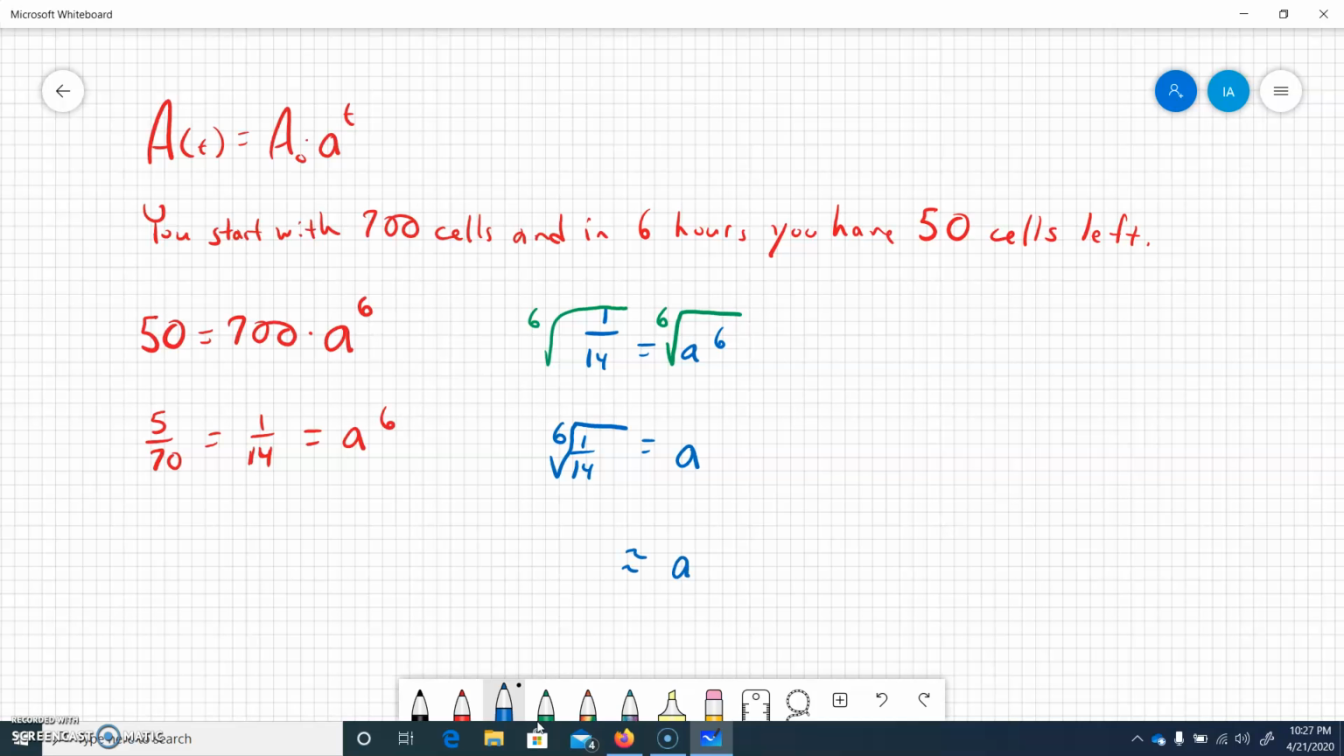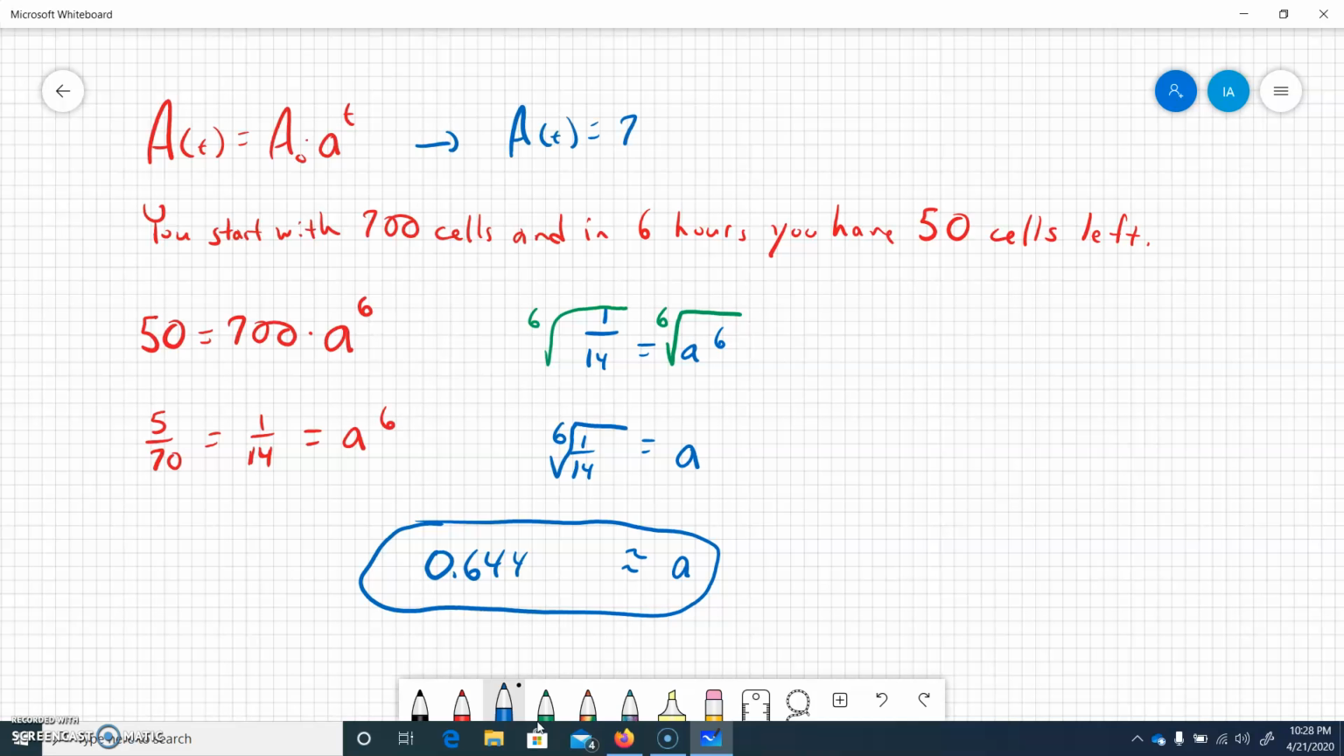Now let's go to a calculator and see if we actually got this. Okay, so 1 divided by 14 raised to the 1/6. I get 0.644. So that is the rate. Now that we have that, we could write the function of this, still starting with 700 if we wanted to, but we could write it to figure out how many would be left in 7 hours or 8 hours or 20 hours. So there's a lot of things we can solve for here.